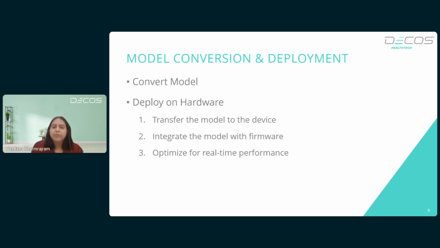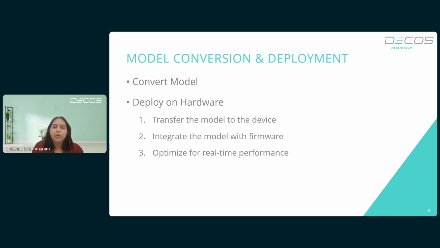To make it suitable for edge deployment, we use TensorFlow Lite, that is TF Lite, which converts it into a much smaller, optimized format. But even TF Lite is too heavy for microcontrollers. That's where TensorFlow Lite for Microcontrollers, that is TFLM, comes in. This further optimizes the model to run on tiny, resource-constrained devices.